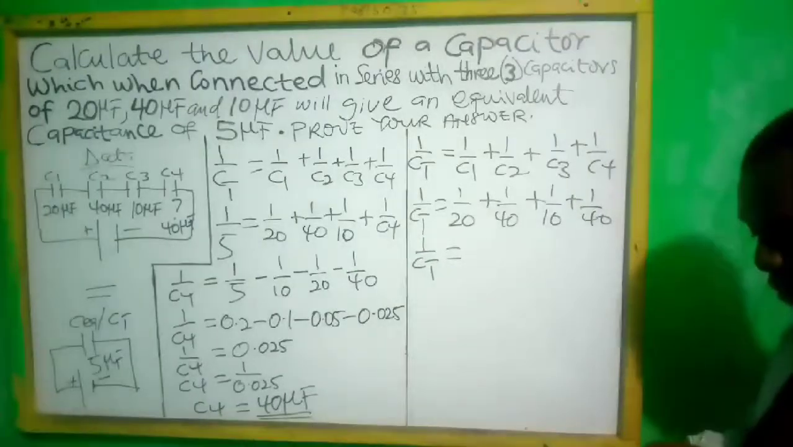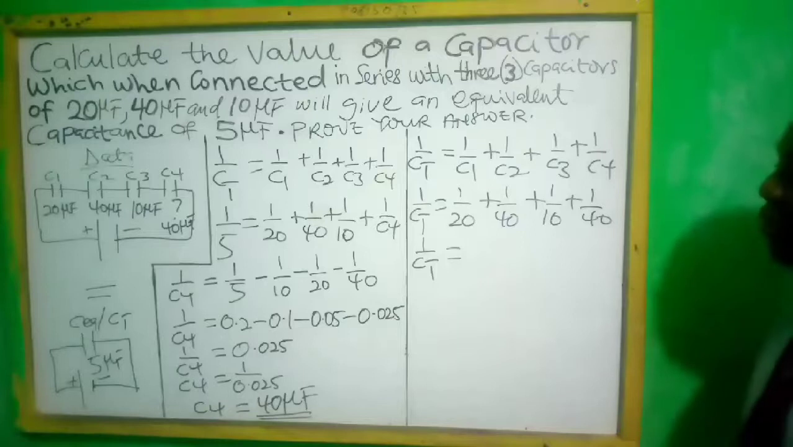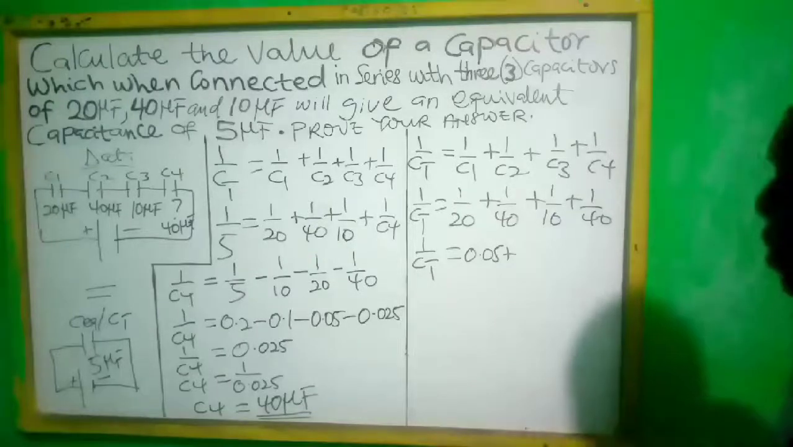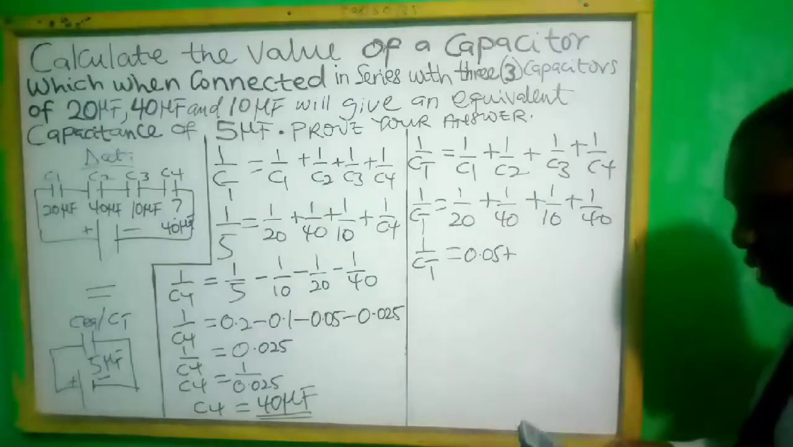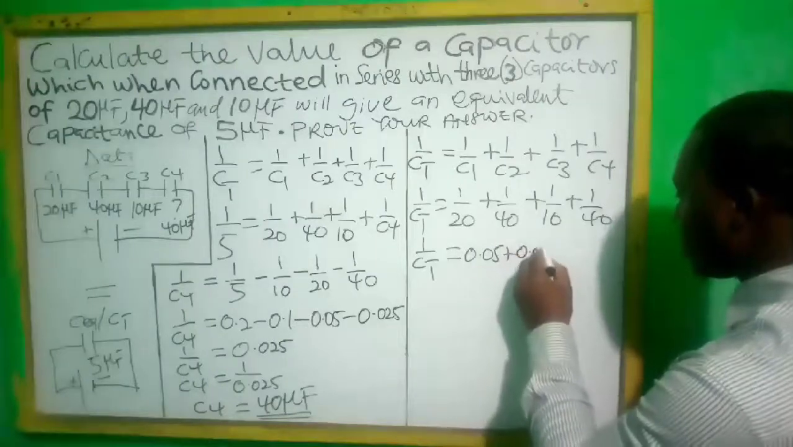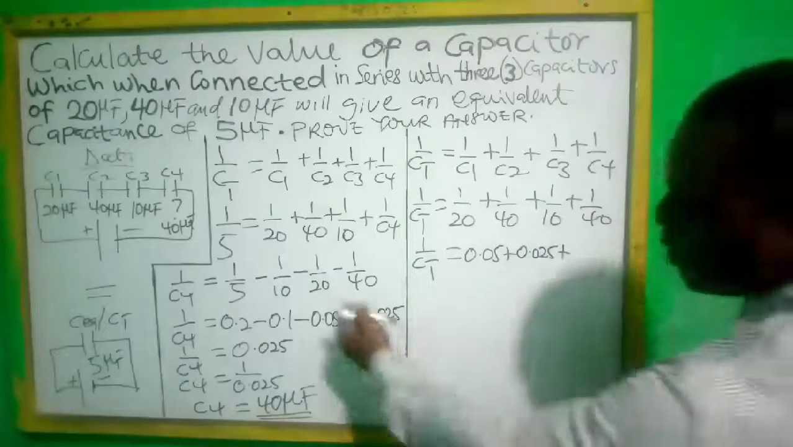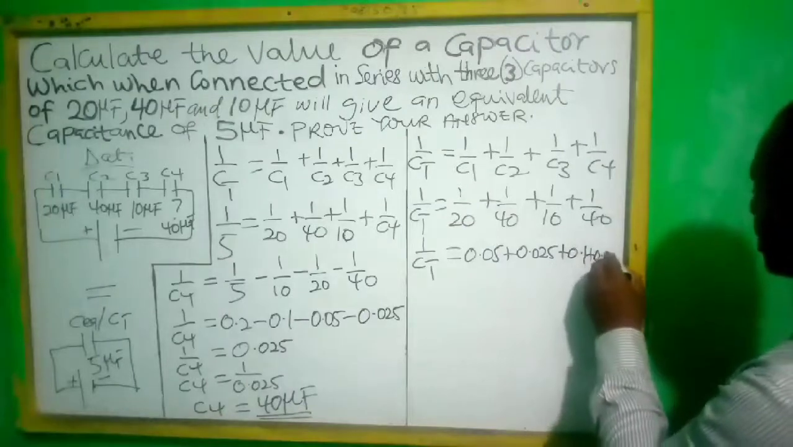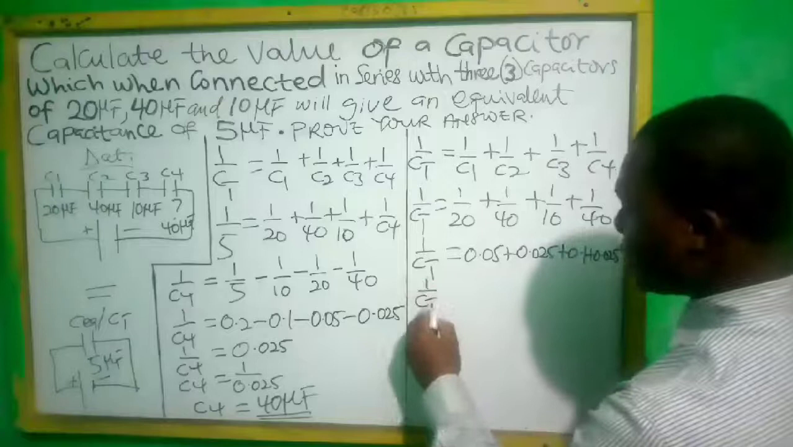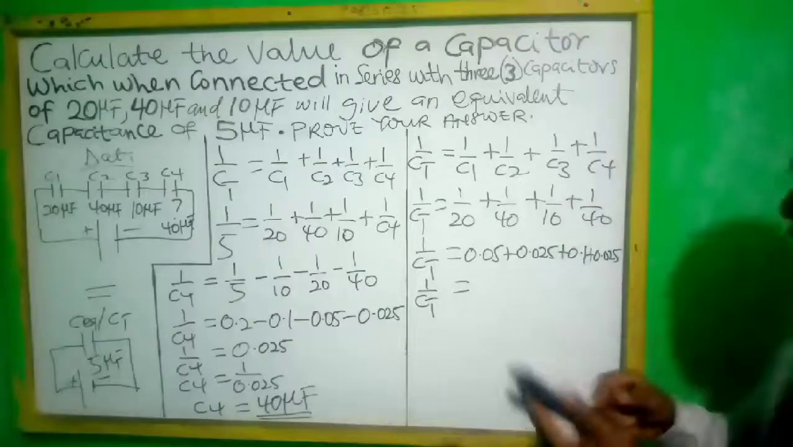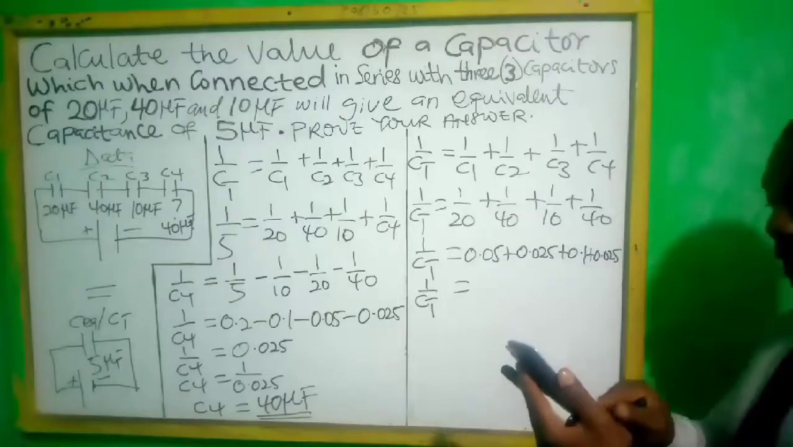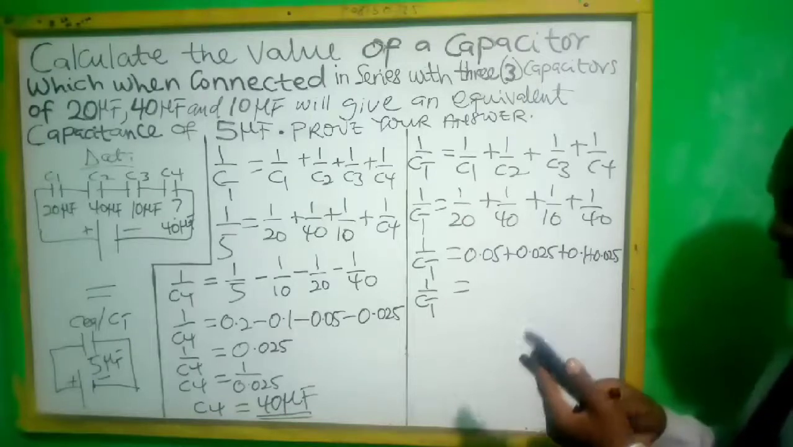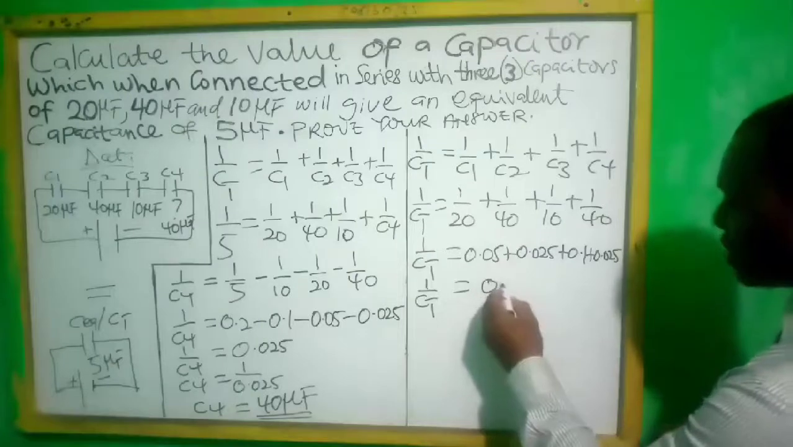So 1 divided by 20 is going to be 0.05, plus 1 divided by 40, we are going to get 0.025. So 0.025 plus 1 divided by 10, which we already have as 0.1, and then plus 1 divided by 40 as 0.025. So 1 over CT equal to, let's add these values, 0.05 plus 0.025 plus 0.1 plus 0.025. We have 0.2.